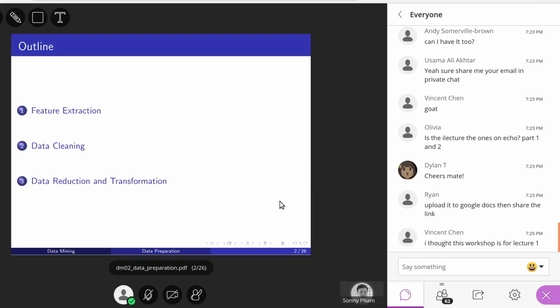All right, so in the second lecture or workshop, we look at data feature extraction, data cleaning, data reduction and transformations. These are the important pre-processing steps that you need to do in every data mining task, right? Feature extraction from raw data to something useful, data cleaning to address issues with real-world data, and data reduction and transformation for a particular purpose that you would like to achieve, right?